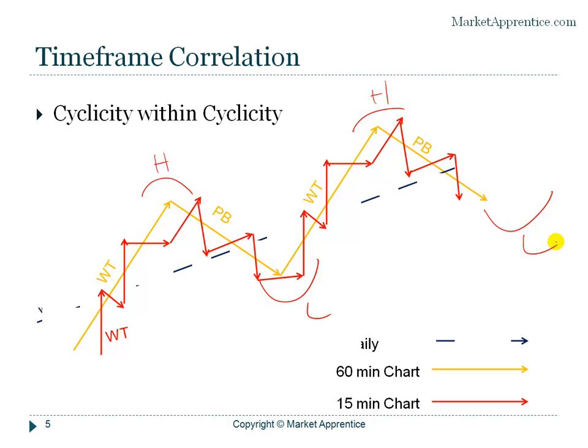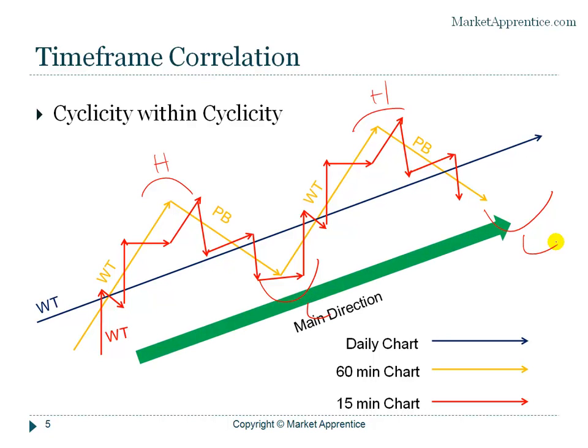Now, if you take another step back and look at a daily chart, this seems even less random. Price is in fact moving in one main direction, which is up. This is what we call a cyclicity within cyclicity. Price is cycling within each time frame. And now, looking at a bigger picture, price isn't random anymore. In fact, there is a clear direction. This is the beauty of time frame correlation.